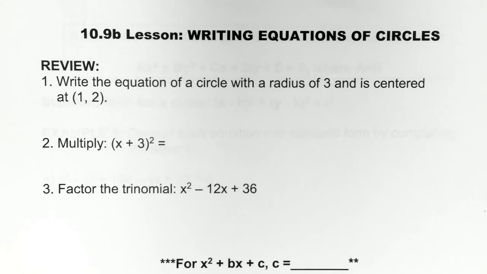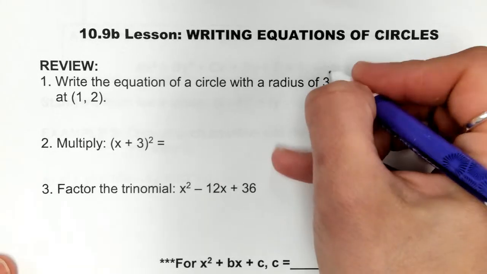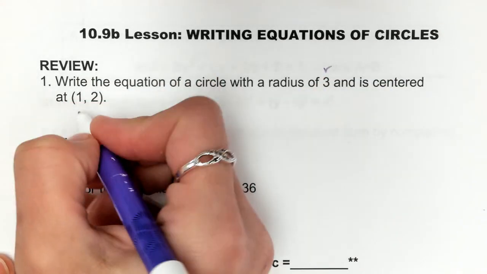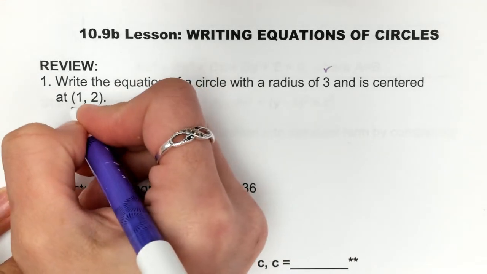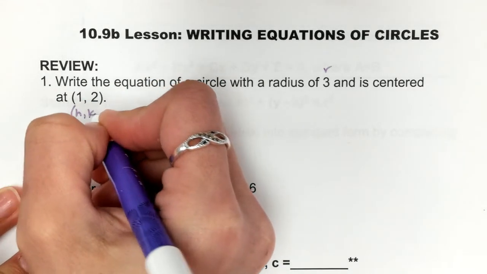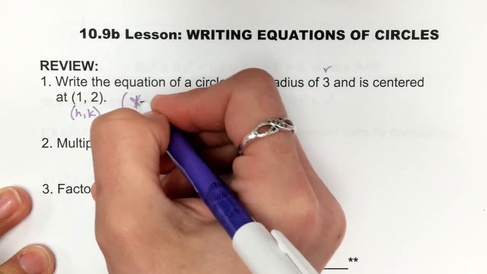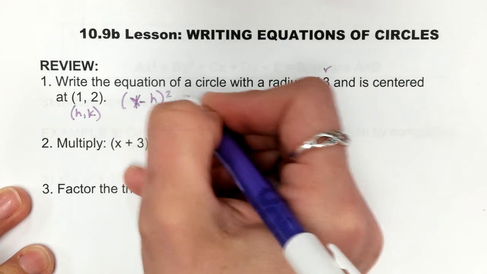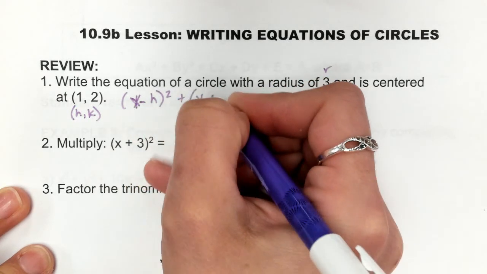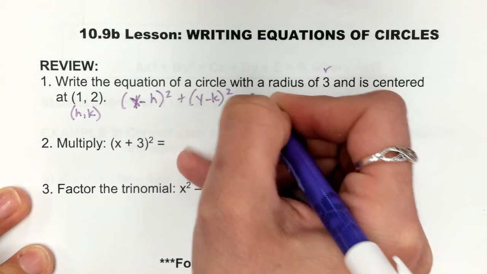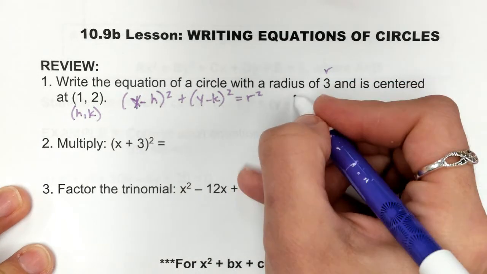Write the equation of a circle with a radius of 3. So here's our r, and with a center of (1, 2). We need to remember that our center is our lowercase h, lowercase k. Our formula is (x minus h) squared plus (y minus k) squared, all equal to our radius squared. So just substitute everything in.